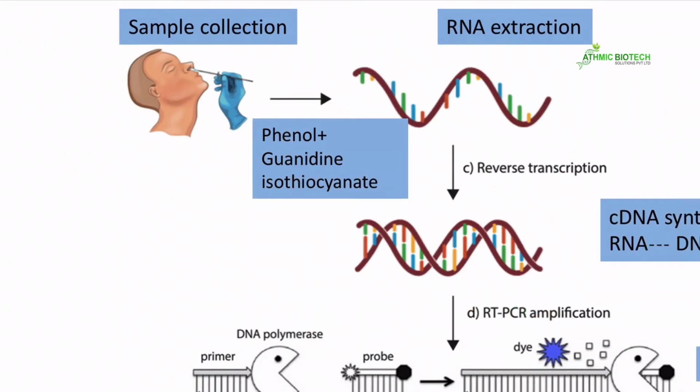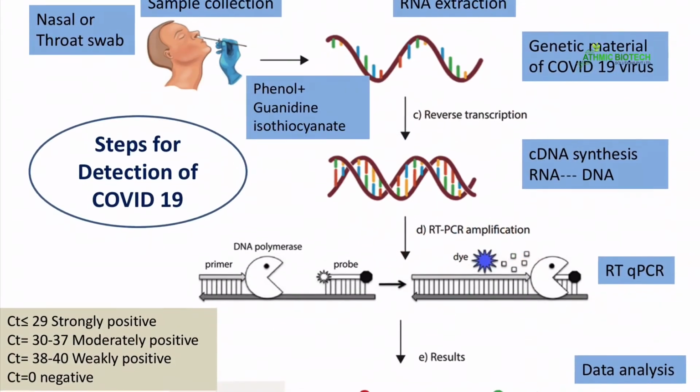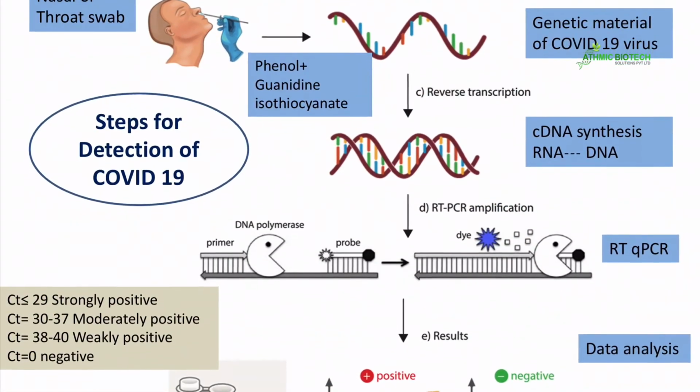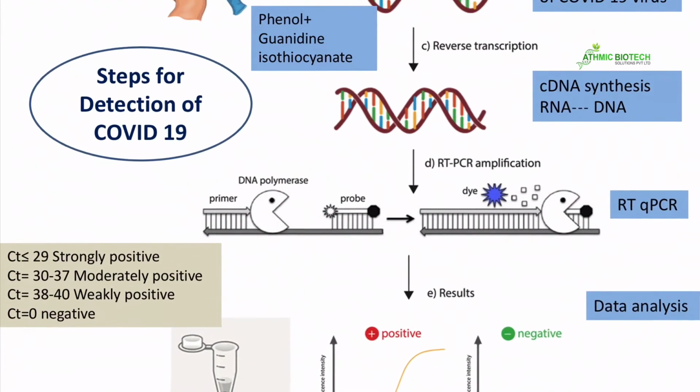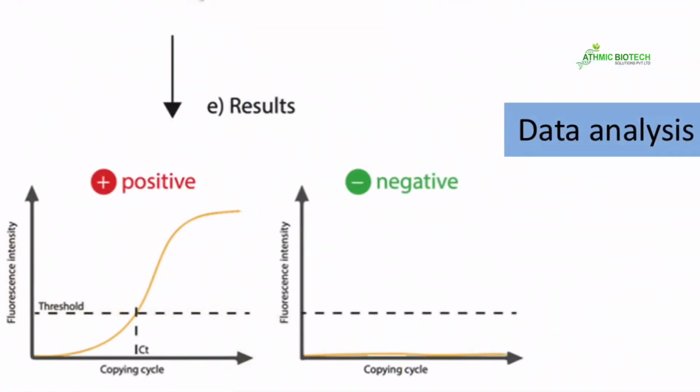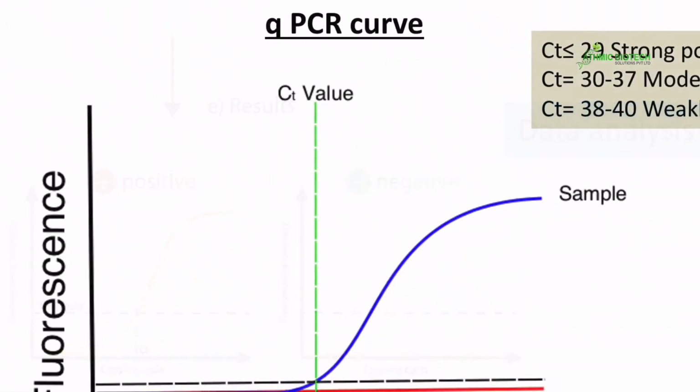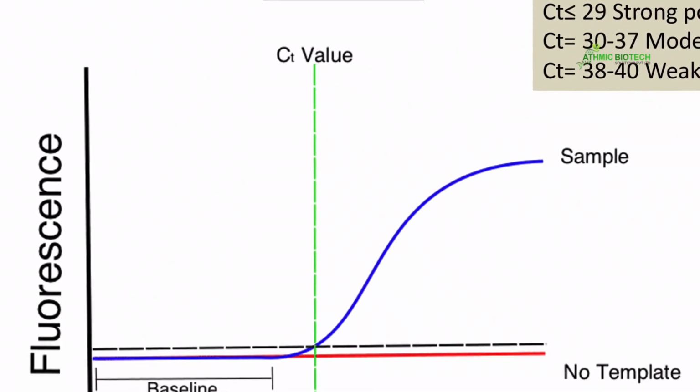Next step is reverse transcription. We have to convert this RNA into cDNA. Then the cDNA will be used as a template for RT-qPCR using nucleocapsid N gene specific primers. And the data will be analyzed.